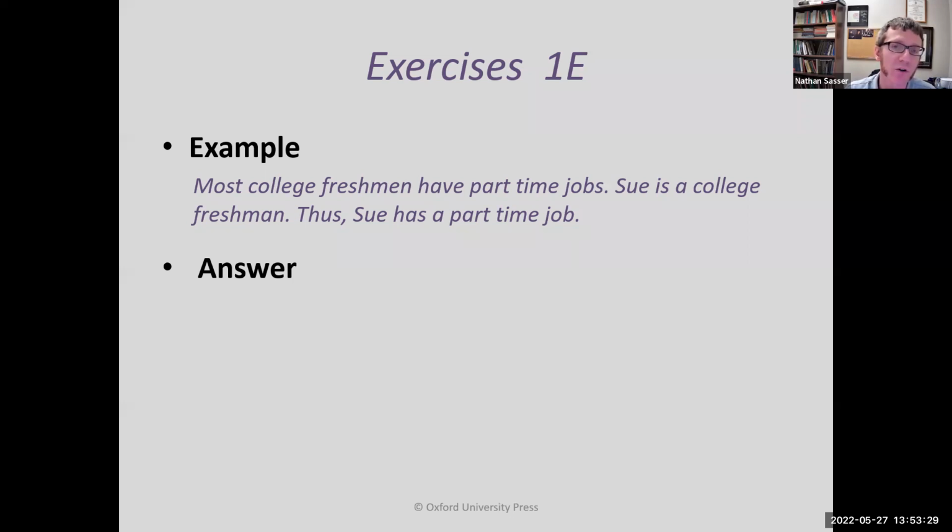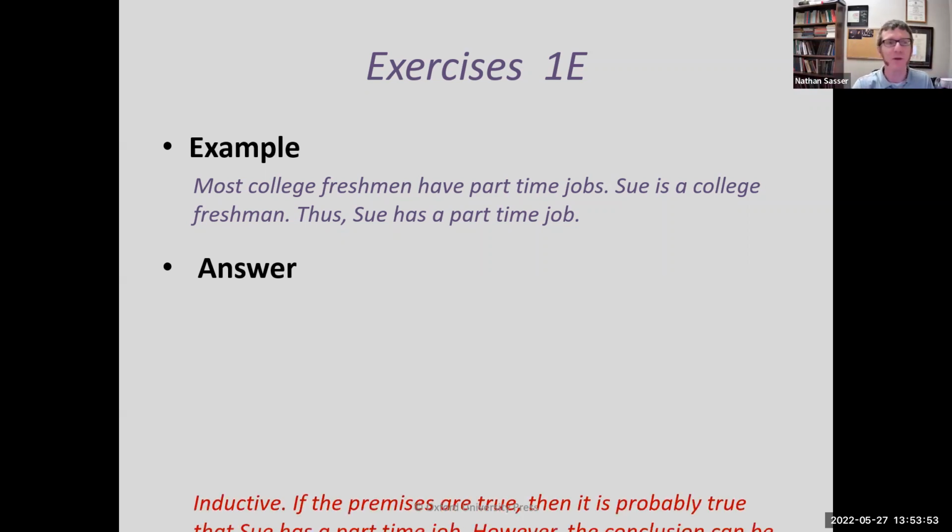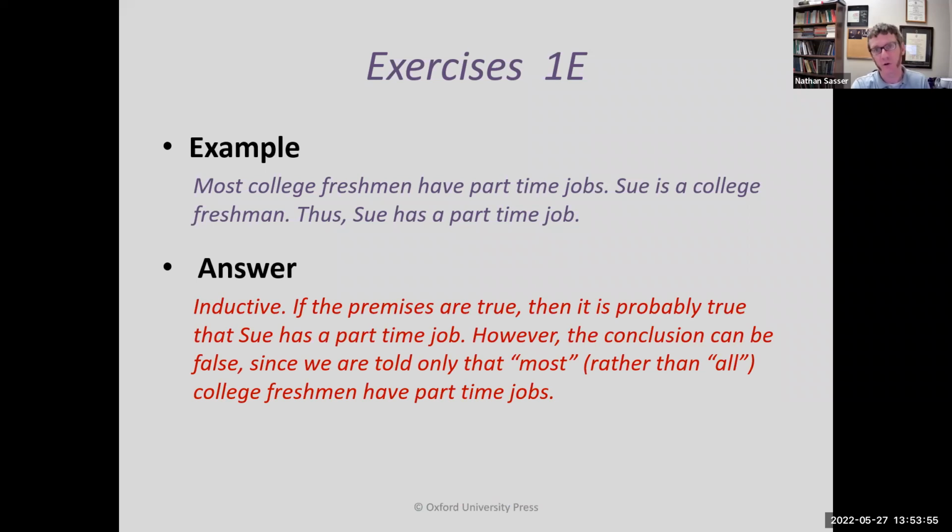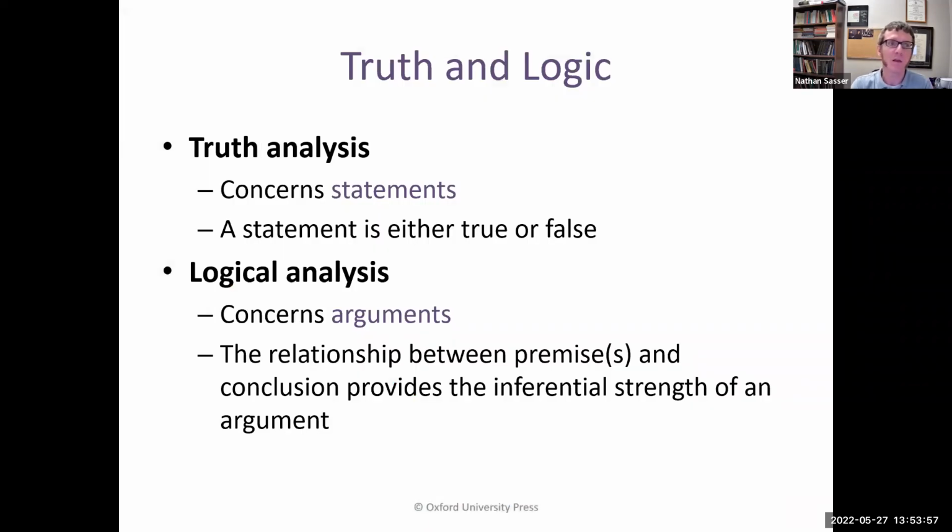Well, it seems like you look first of all for a clue word, a keyword. I think the keyword here that you want to tune into is the word "most." Most college freshmen have part-time jobs. And so I think the implication here is not that absolutely for certain Sue has a part-time job, but probably Sue has a part-time job. It's a claim that involves what's usually the case. That makes it an inductive argument.